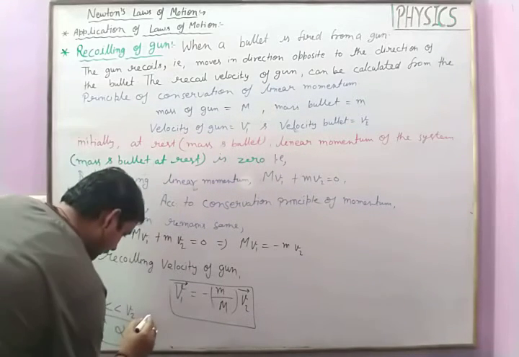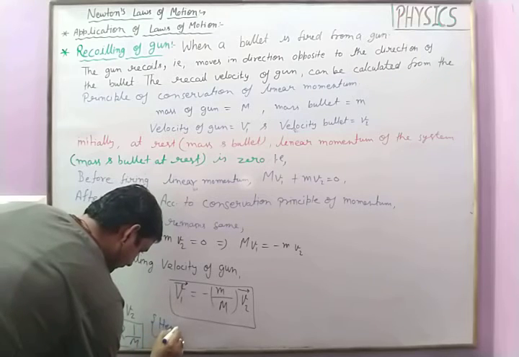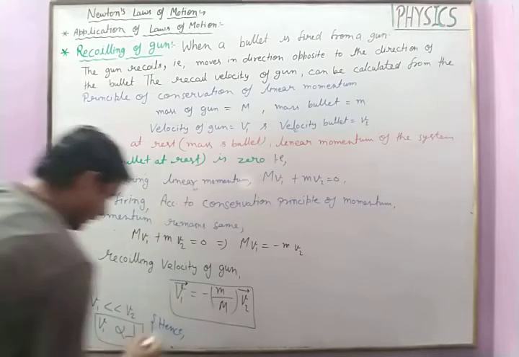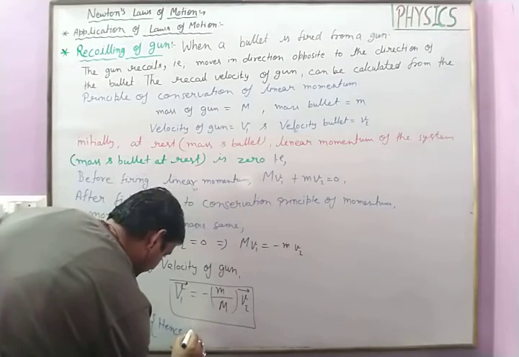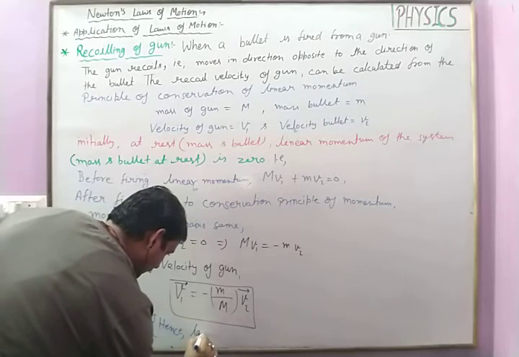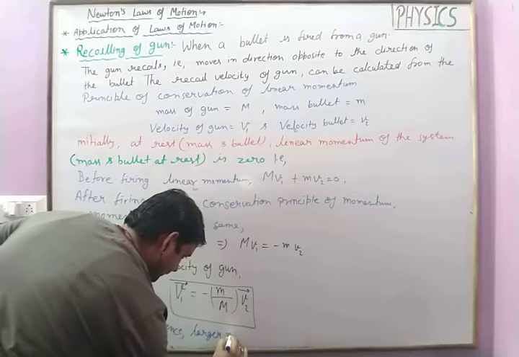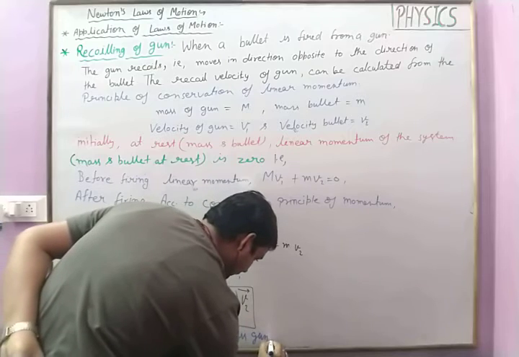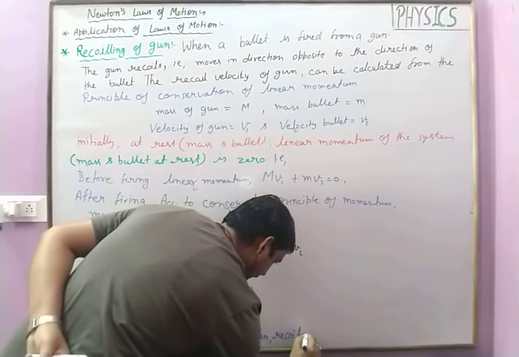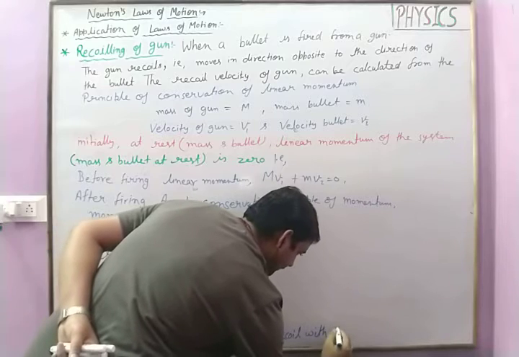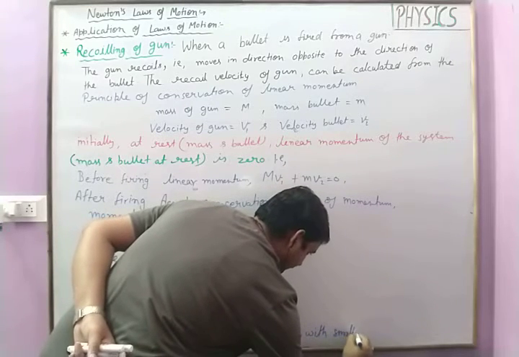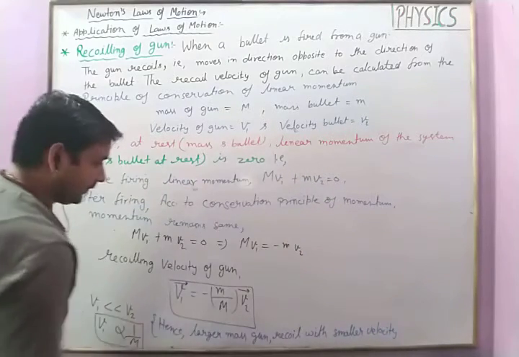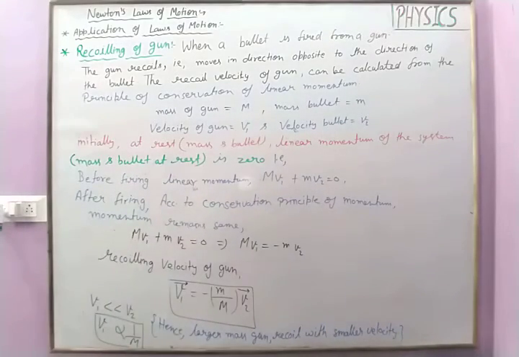That we write: hence, larger mass gun recoils with smaller velocity, okay. This is an important situation.